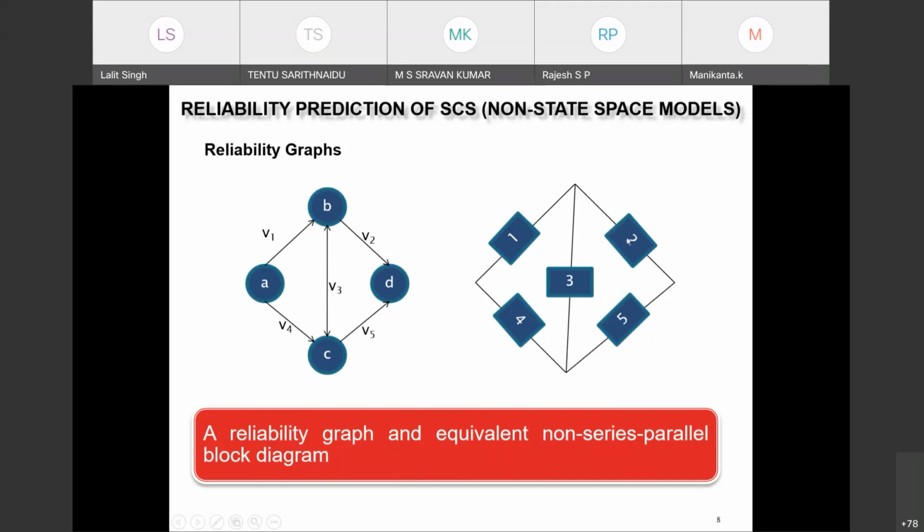For example, components 2 and 5 are in series. If they have reliabilities R2 and R5, the reliability of this branch will be R2 into R5. Similarly, the reliability of the block of 1 and 4 will be R1 into R4. And all these branches will then be in parallel, so we can use the parallel reliability formula. In this way, we can calculate the reliability of the overall system.